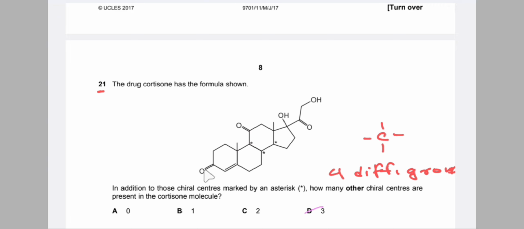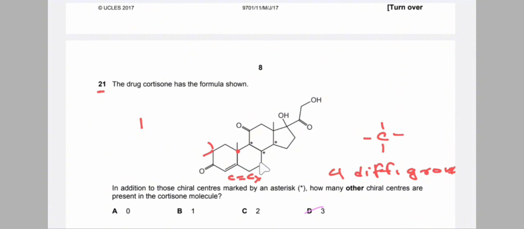So this carbon is attached to the same group, so this is wrong. Then this carbon is attached to two hydrogens, so the same group, therefore this is wrong. Then this carbon is double bonded, and a double bonded carbon is attached to two same groups, therefore this is not chiral. Then this carbon is chiral, since it is attached to four different groups, so one chiral carbon.